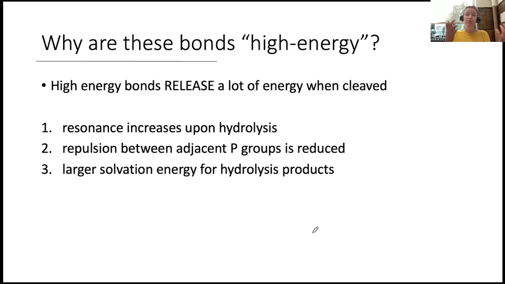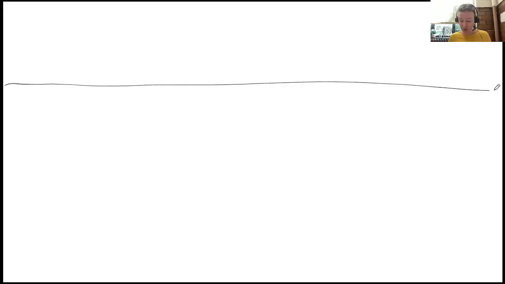Coulomb's law tells us that if we have less of that charge around, there'll be less repulsion, and we'll be more stable. Finally, there's a larger solvation energy for hydrolysis products. That one is easiest explained with a visual aid. But for now, let's keep in mind that if we have more ions, we can have more hydration shells, way back to what we learned on the first day of class. Let's talk our way through each of these three scenarios, folks.